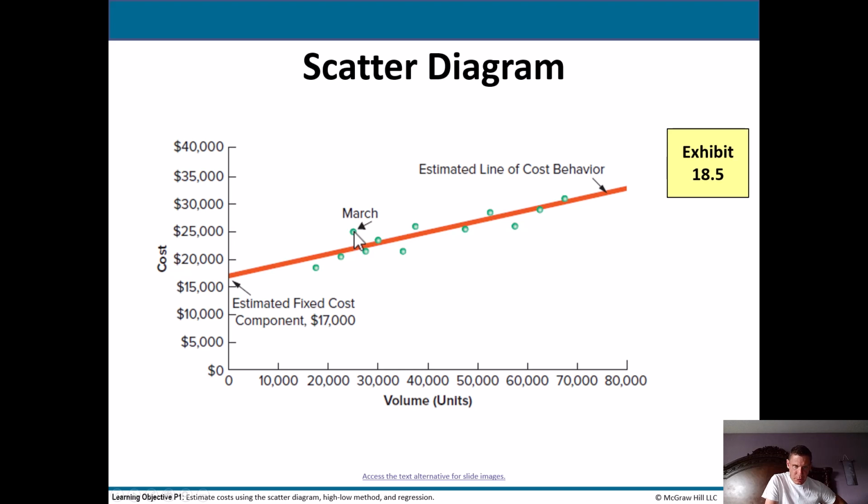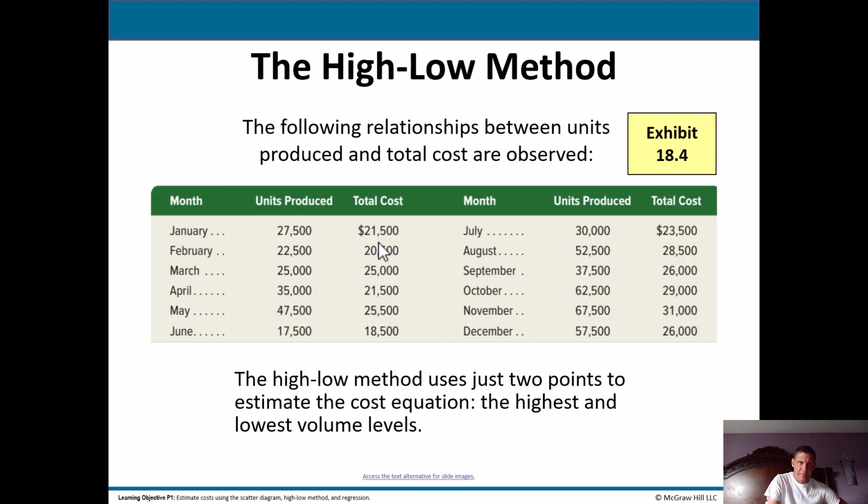So we can see this point, this is what actually happened in March. This is our guess. The line is our guess. So you can see there's quite a big error here, right? This one, not so much. This is almost on the line. Anytime it's pretty much on the line, there's almost no error. The further away these points are from the line, the more error there is.